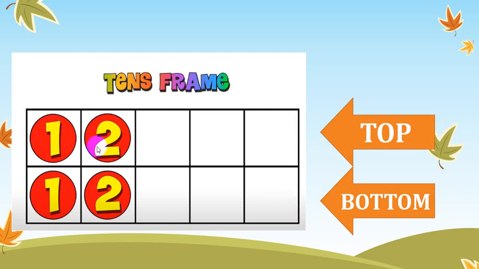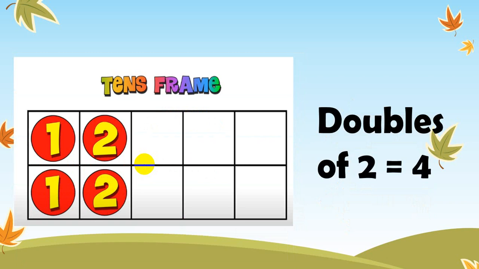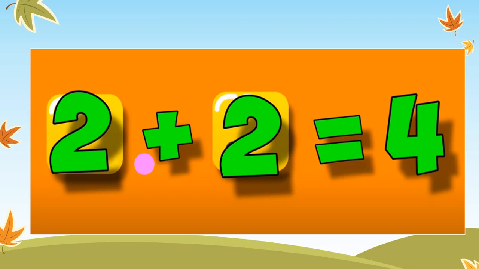Very good. If I have 2 counters and I add 2 more, it will become 4. It means that double of 2 is equal to 4. So 2 plus 2 is equal to 4. Now I can tell easily that double of 2 is 4.